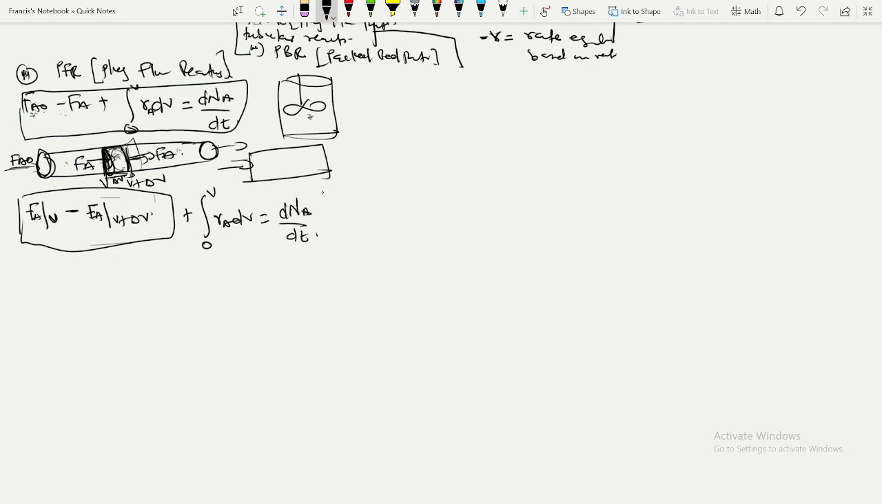Now, when it comes to the generation part, this term, the integral from 0 to V of R A dV, you also have to modify it because you are not looking at the whole volume of the reactor, you are just looking at this portion. Right? In actual sense, you are supposed to integrate from V, this point, to V plus change in V. So this is what you are supposed to do.